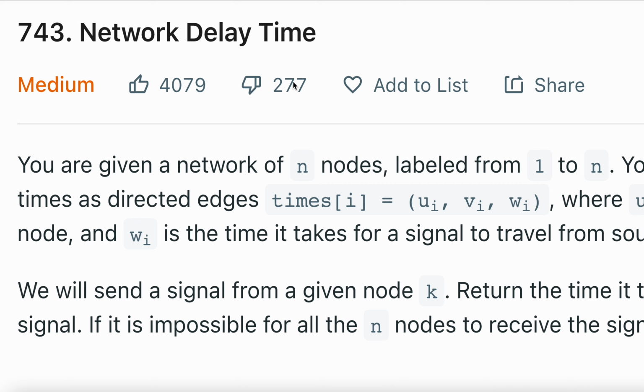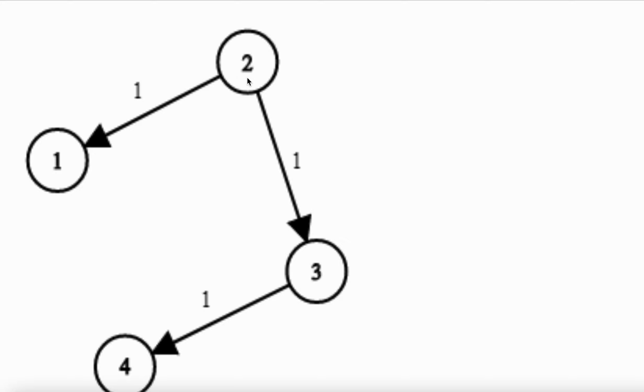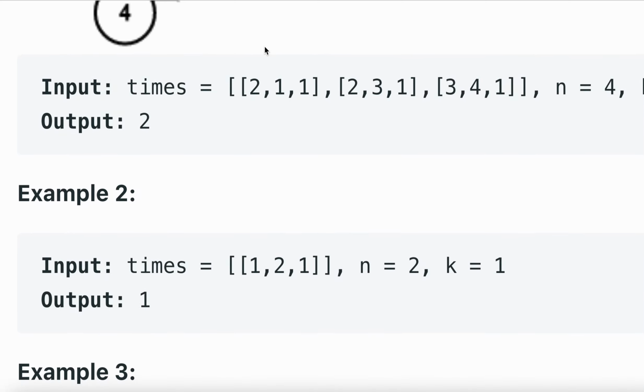We have to find out what is the minimum weight or minimum time with which we can reach all the nodes in the graph given a source node. So they will give us a source node in a variable called k. From that source node we have to reach every other node and find out what will be the minimum cost or the minimum time taken.